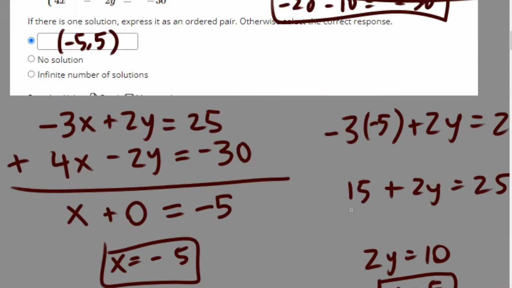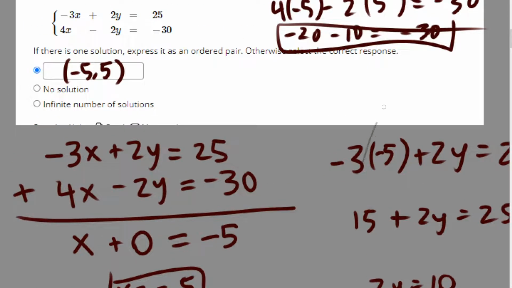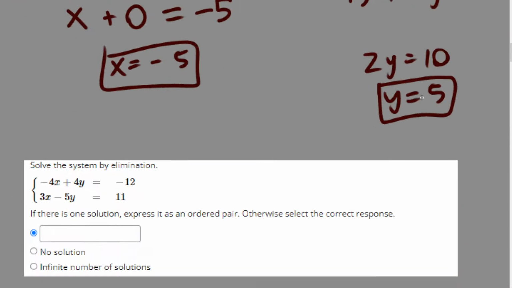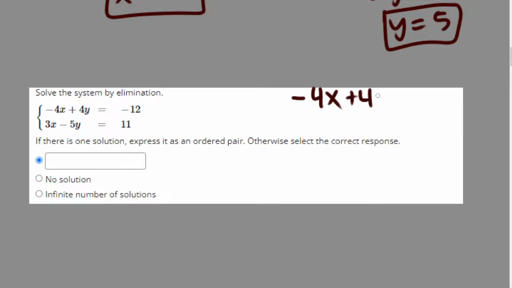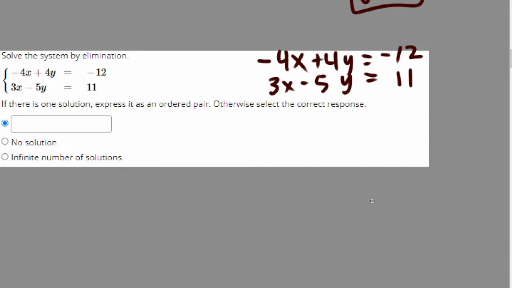Yes. Totally try checking in your numbers. That's very important. Now this one says solve the system of equations by elimination. So we'll have negative 4x plus 4y equals negative 12, and 3x minus 5y equals positive 11. For this one, we aren't able to get rid of any of our x's or y's.